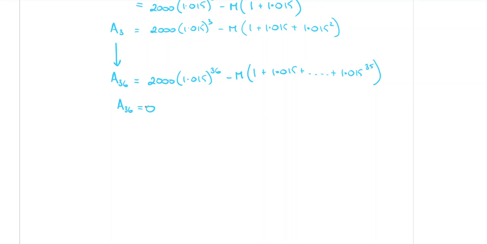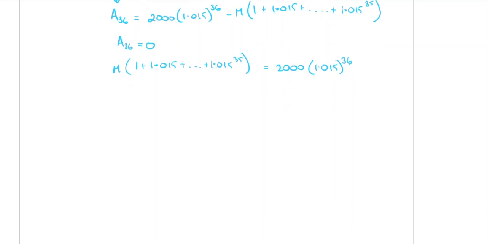And this time I'm going to move this part straight across the other side. Okay, so it'll be m bracket 1 plus 1.015 plus dot dot dot 1.015 to 35 equals 2,000 times 1.015 to the 36. Okay, so we've kind of isolated our series over here on the left, so let's use our formula to sum our series, leaving the m there.